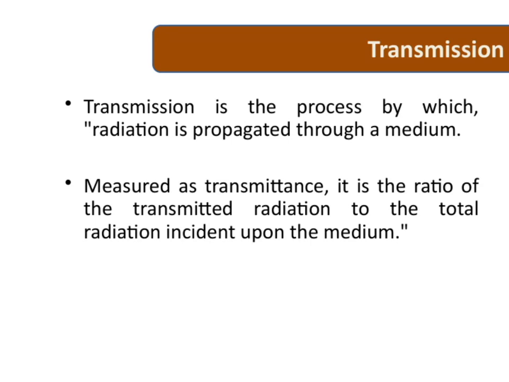Transmission is essentially the process by which radiation travels through a medium. Think of it as the way energy moves from one point to another, passing through a material. When we measure how much radiation gets through, we use a concept called transmittance. This is the ratio of the transmitted radiation to the total radiation that initially hits the medium. So, if a lot of radiation gets through, the transmittance is high. If little gets through, it's low.